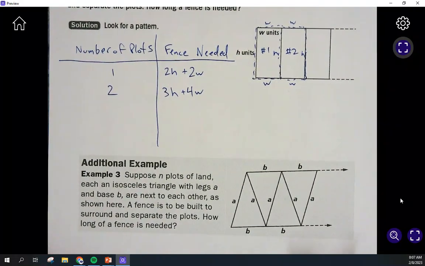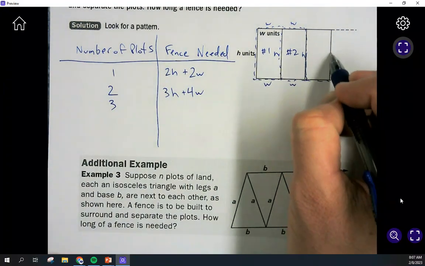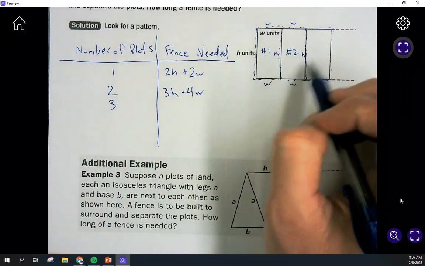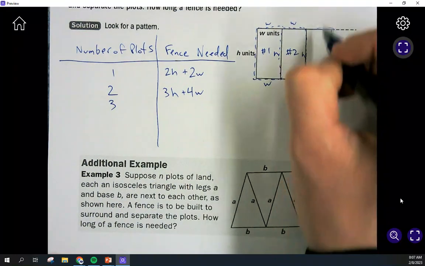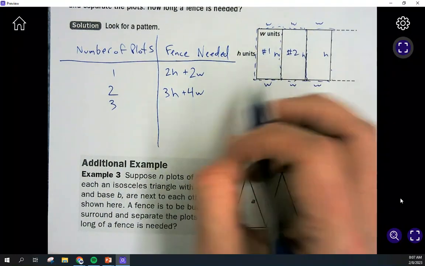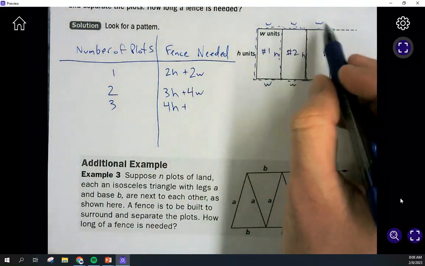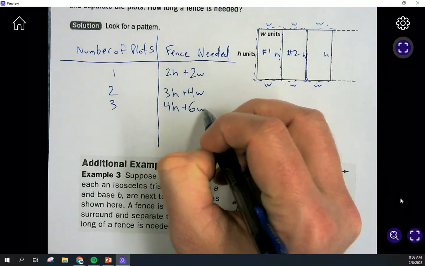All right, a little too early to pick up a pattern, but let's see what happens when I have 3 plots. So now I'm going to fence in all of this, each plot. So now I have 1, 2, 3, 4 h's. Now I start to see a pattern. And I have 6 w's.